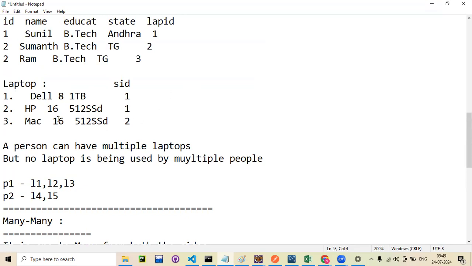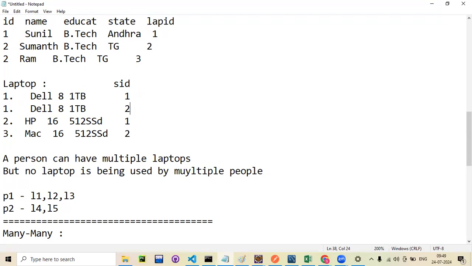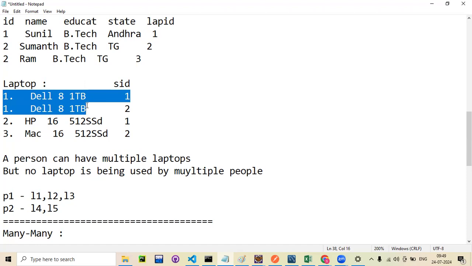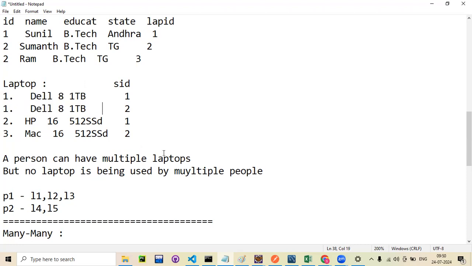If you think I can add a student ID at the laptop level, then I told you that laptop is being used by multiple people. Suppose the Dell is used by 2 people, then you need to write it again, twice. Here also you can see the problem of redundancy. And if one Dell laptop is being used by 2 people, and you add like this, here also the problem will come.